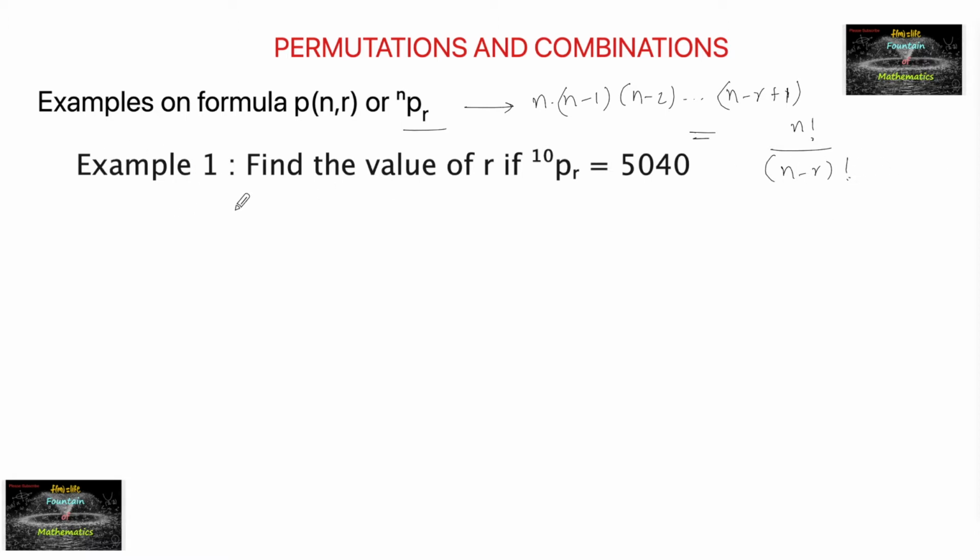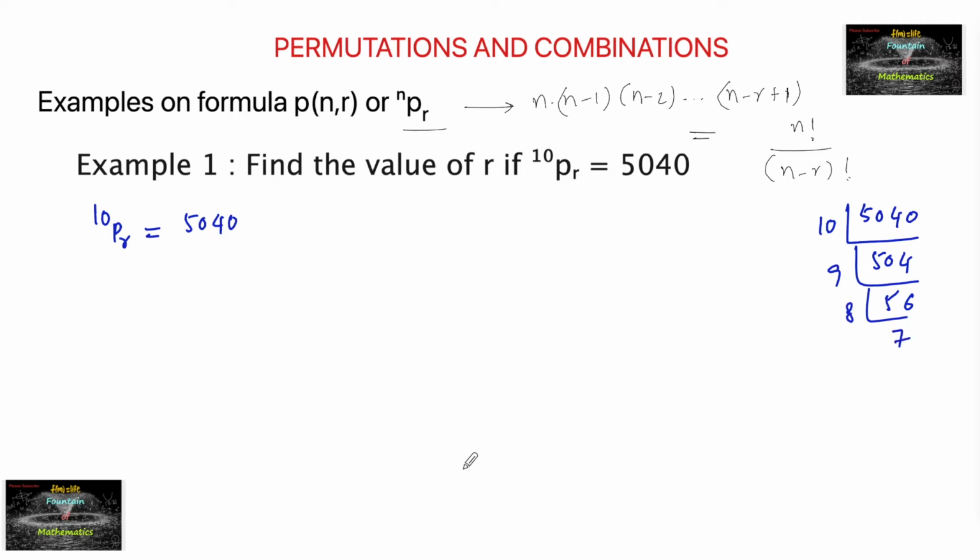Let's see this example 1. Find the value of r if 10Pr is equal to 5040. So 5040 we can write as 10 into 504 times, and again 9 fives are 45 and 9 sixes are 54. So here 8 sevens. So we're getting 10Pr, as per the formula we can write 10 into 9 into 8 into and so on, up to 10 minus r plus 1, which is equal to 5040.